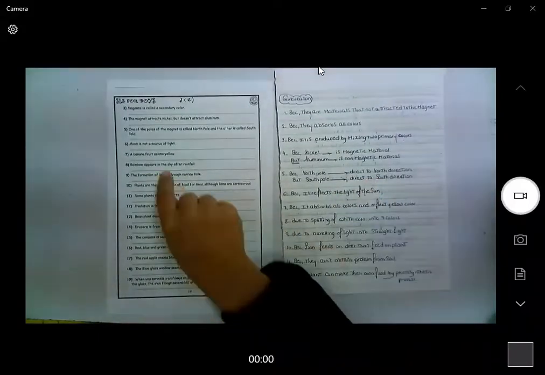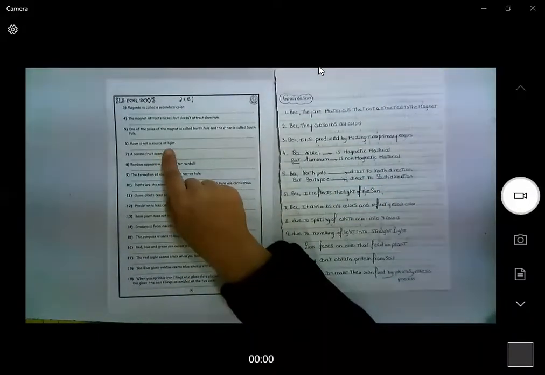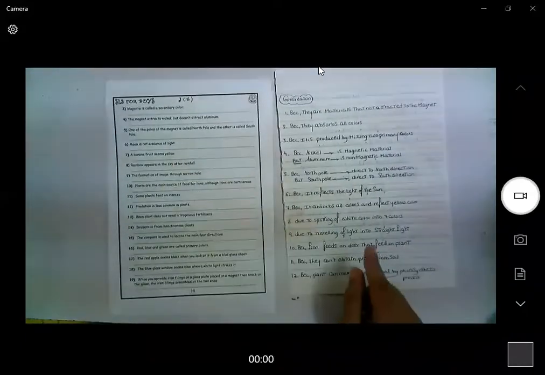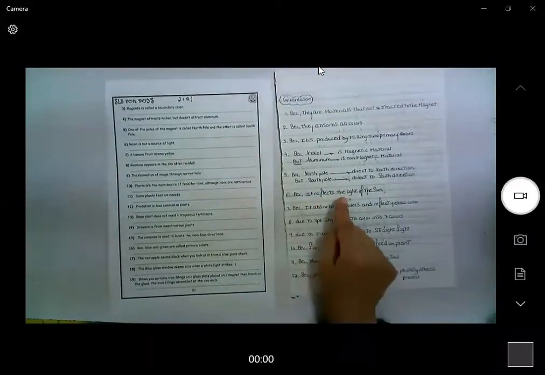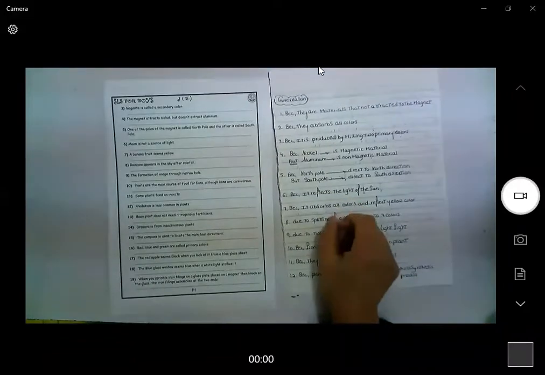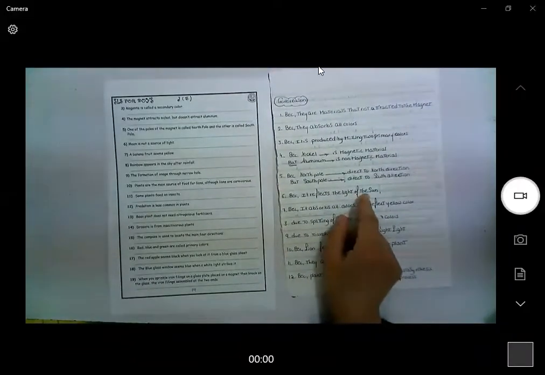Number six. The moon is not a source of light, because the sun is the main source of light. Why is the moon not a source of light? Because it reflects the light of the sun.